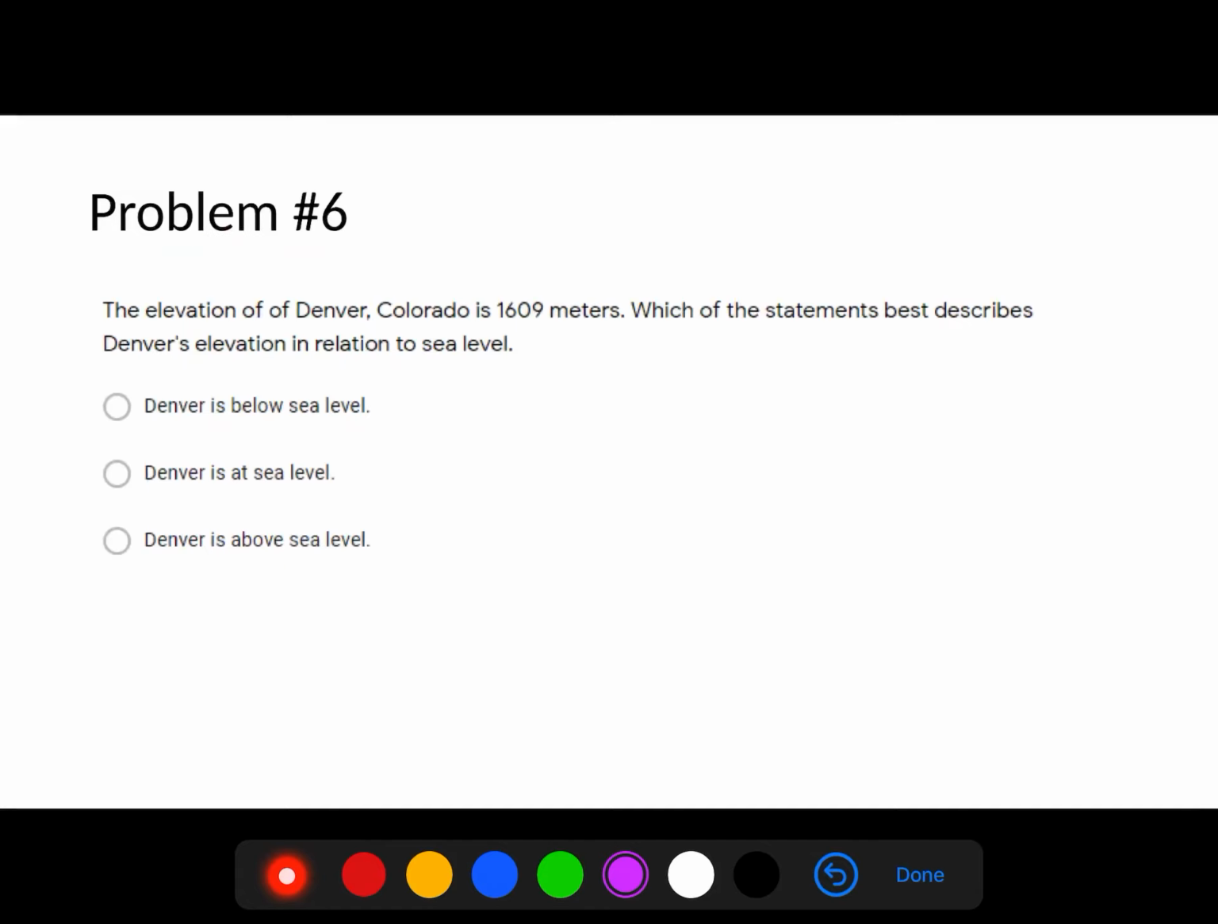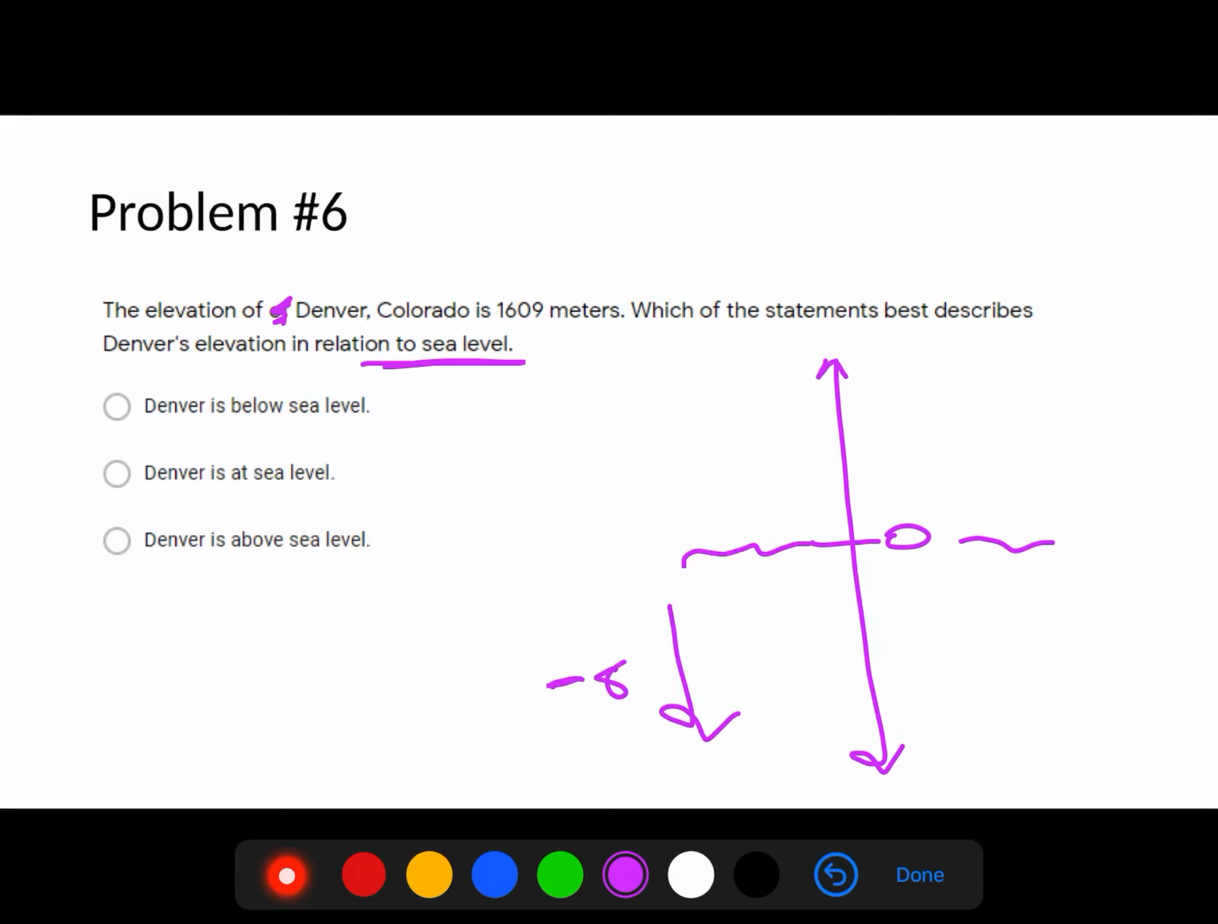And then the last one: the elevation of Denver, Colorado is 1,609 meters. Which statement best describes Denver's elevation in relation to sea level? So remember the lesson on sea level with the dolphin and the octopus? This is sea level. This is where the ocean is. If you're under sea level, you're in the negatives, and above sea level, you're in the positives. This is negative numbers. These are positive numbers. So you would say above sea level, and then below sea level.